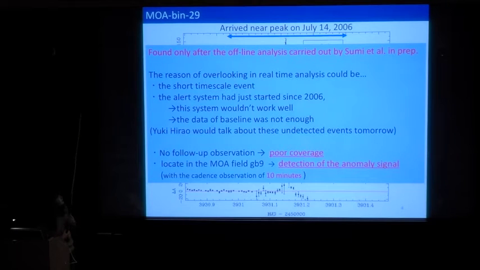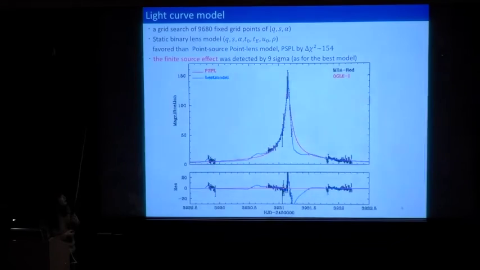Since this event was not alerted, there was no follow-up observation, so the data coverage was poor. But this event is located in MOA field GB9, which is the highest cadence observation field, at 10 minutes. So we can detect the clear anomaly signal.